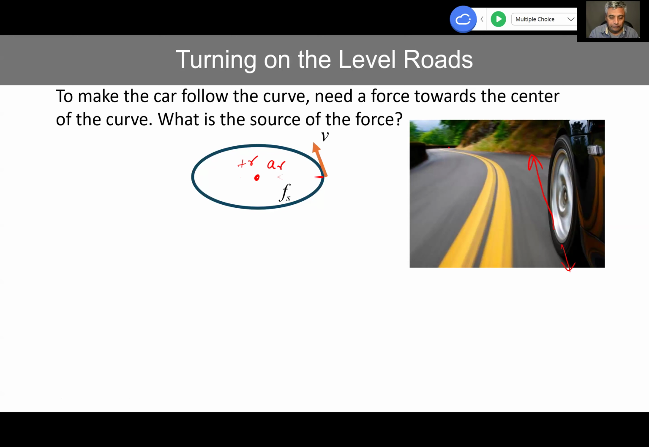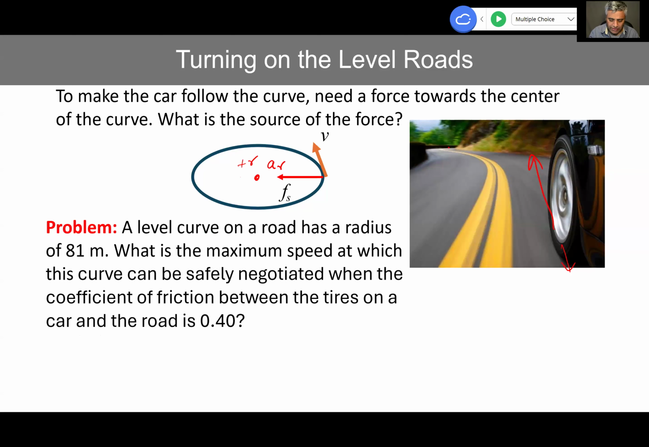So with that, we can have a problem like this. Okay, so where it says the radius of the circle is 81 meters, right? Now it's asking what speed you can go if the friction coefficient, so friction force is not given, rather it's a friction coefficient, which is 0.40. Okay? And we know from the normal force and the friction coefficient, we can figure out friction force when needed.